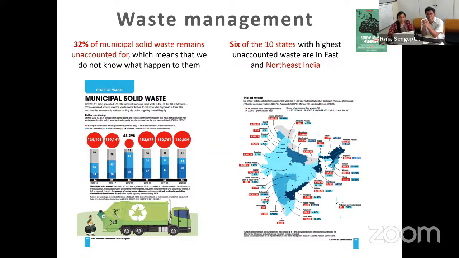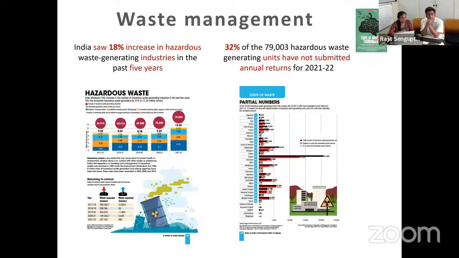We also realized that 6 of the 10 states with the highest unaccounted waste are in Northeast and East India. If you look at the map, you can see that that is the chunk that is the darkest. So this is the area where we don't know what is happening to the municipal solid waste that is being generated. Moving on from there, we looked at 2 other streams. First is hazardous waste. This is basically industrial waste, and it is classified as hazardous because of the potential to cause harm to the environment and also to individuals.